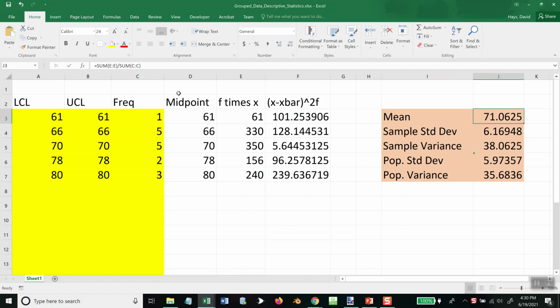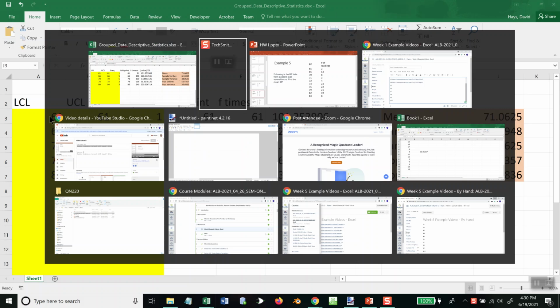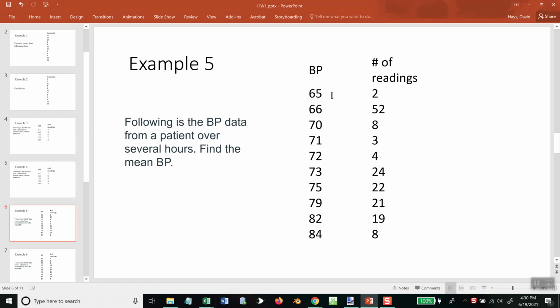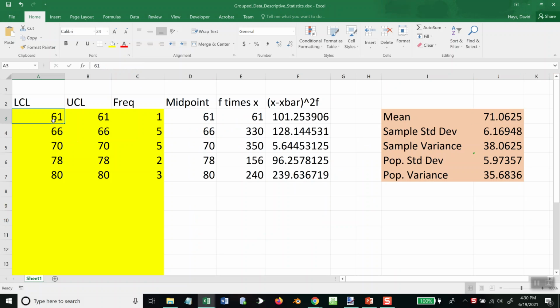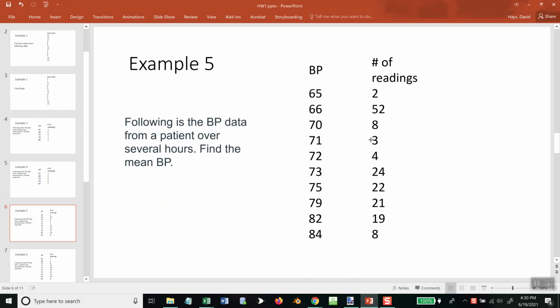So this is our group data descriptive statistics. So download it first if you haven't got it downloaded. And our first number is 65. Now, when you just have a single number like this, you want to put 65 in both columns, the LCL and the UCL. And our frequency would be 2.